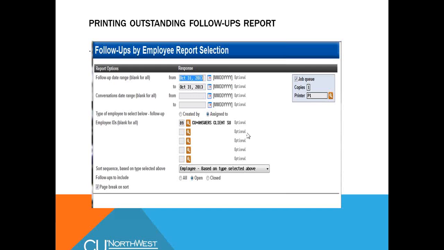So notice all of the optional indicators here at the left-hand side. So if I wanted to create a conversation range from January 1st to the present, I would enter that in. Otherwise, it's going to give me everything because I've already chosen a follow-up date range here. The type of employee to follow up, the ones that are created by or assigned to. So if I've got employee IDs, I can choose from the Spyglass up to 5. I might want all of them. I might only want open. I might only want closed. And I would want a page break on a sort.